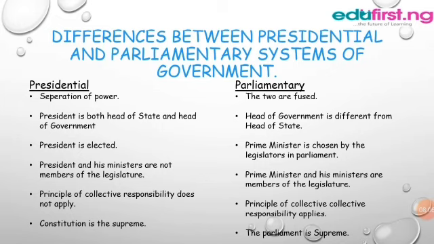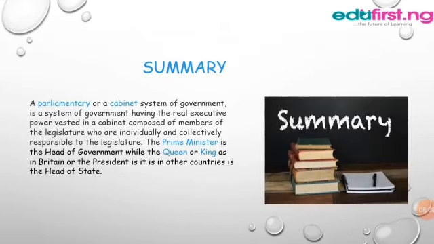Under the presidential system, the president and his ministers are not members of the legislature. Under the parliamentary, the prime minister and his ministers are members of the legislature. Under presidential, the principle of collective responsibility does not apply. For parliamentary, the principle of collective responsibility applies. And then for presidential, the constitution is the supreme law. The constitution is supreme. While under parliamentary, the parliament is supreme.